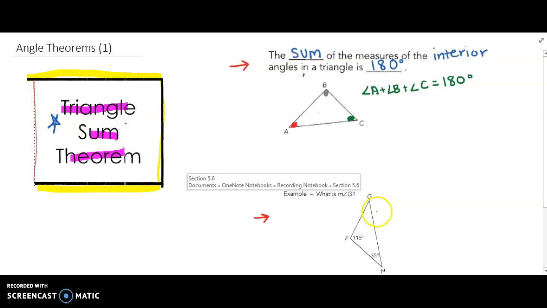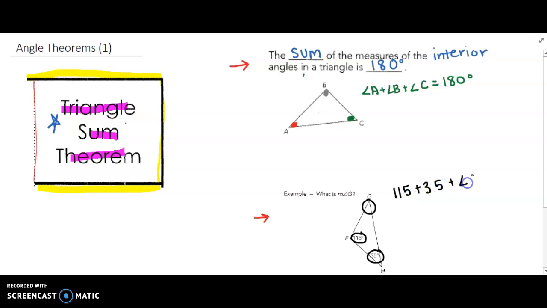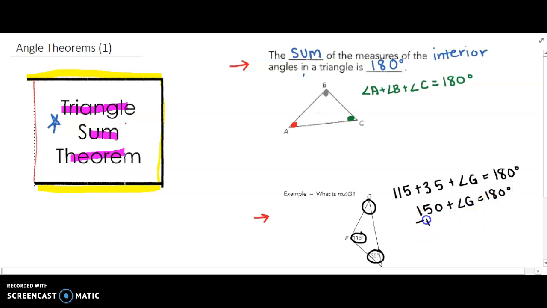All right, so let's do an example. So if we look at this triangle, we know if we add the three angles, now we don't know G, it has to equal 180. So I can say 115 plus 35 plus angle G equals 180. Okay, now it's just algebra. So 115 plus 35 is 150 plus angle G equals 180. Minus 150, minus 150. So I get angle G has to equal 30 degrees.